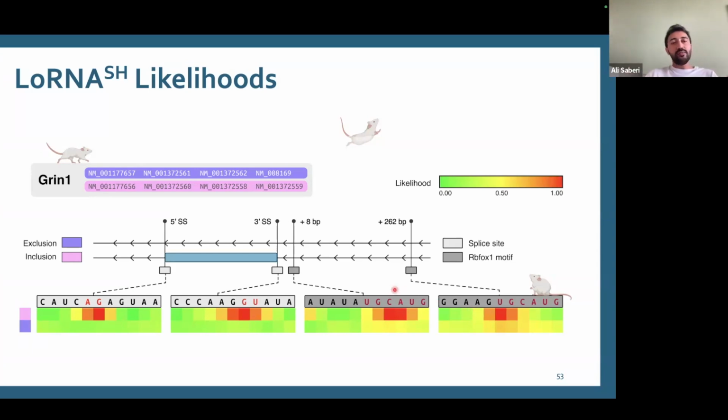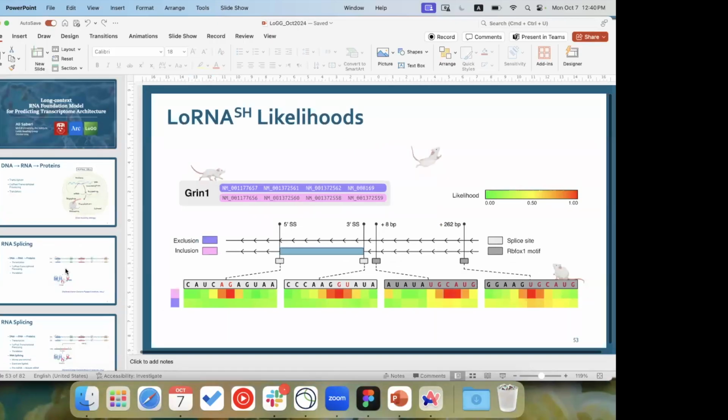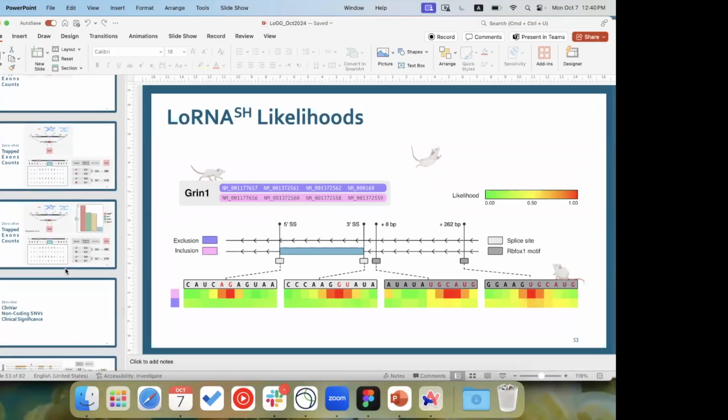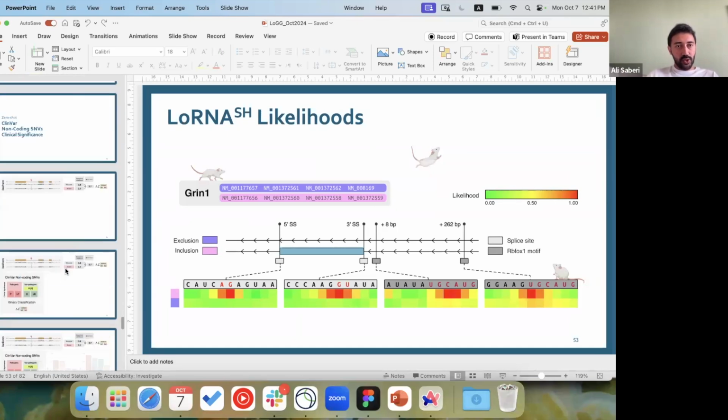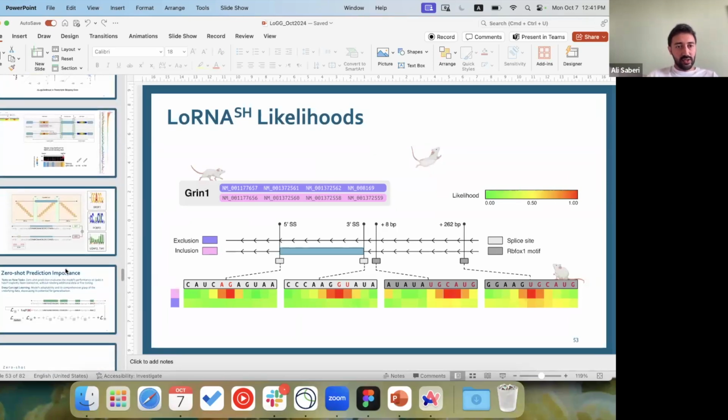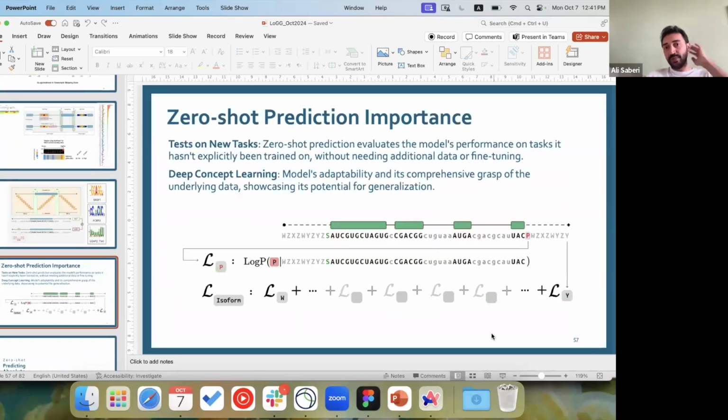Let me show you this. This is sequence likelihood. So here's a slide for it. When we have a sequence here, we can actually calculate the likelihood of each of these tokens. And the likelihood of the entire isoform sequence is the sum of the likelihoods of each of these tokens.